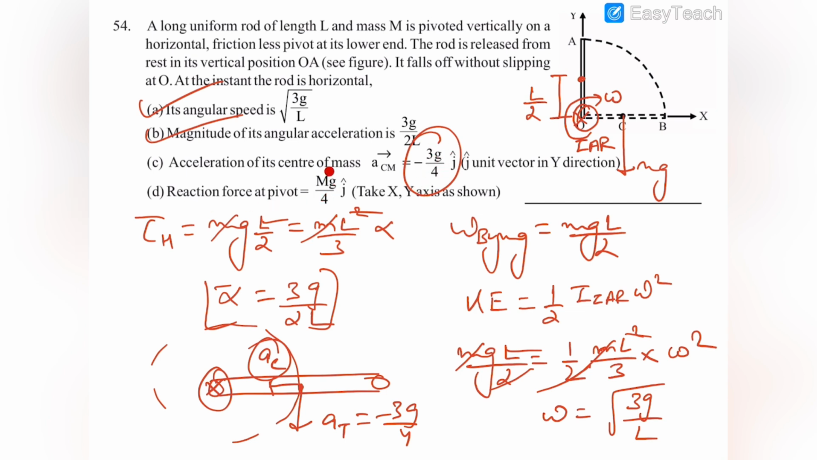And the reaction force will be mg by 4. So this reaction force will be the vertical reaction force, which would be mg by 4 j cap. But there would be a reaction force RH, a horizontal reaction force, due to which this centripetal acceleration would be generated. So the reaction force alone will not be mg by 4. In fact, it would be the resultant reaction force due to these two forces. So options C and D are incorrect, and therefore the only correct options are A and B. Now we move on to the next question.